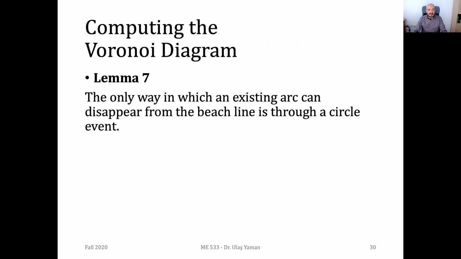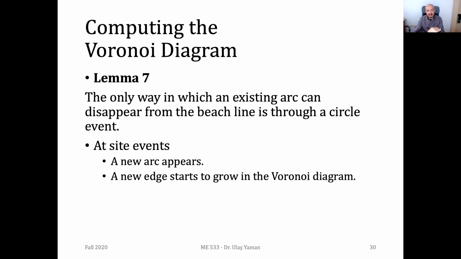So now we have another lemma regarding these circle events. The only way in which an existing arc can disappear from the beach line is through a circle event. We don't have any other way. So if we summarize, at the site events, we have new arcs appearing, and that means a new edge will start growing in the Voronoi diagram.